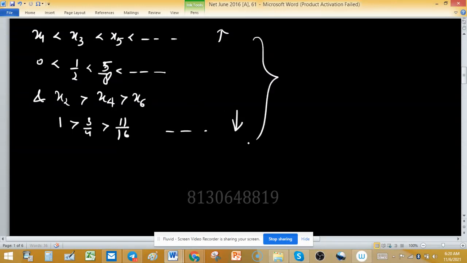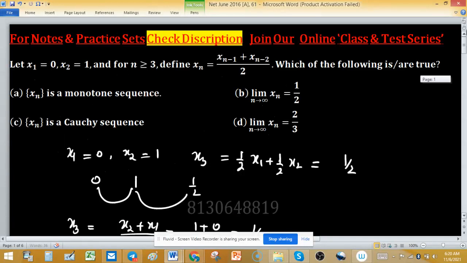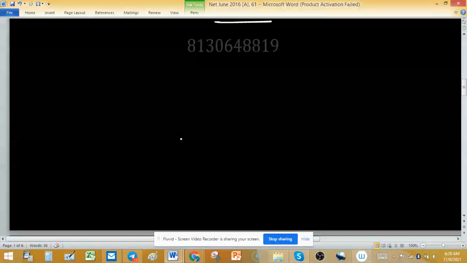So you can easily observe there are two complementary subsequences which are bounded and monotone. So bounded and monotone, it means sequence is convergent. If sequence is convergent, it means sequence is Cauchy. So option C is correct. Now come to option B and D. Because sequence is convergent, so limit of this sequence will exist, and we know that limit of the sequence is a unique number. So try to find out the limit.